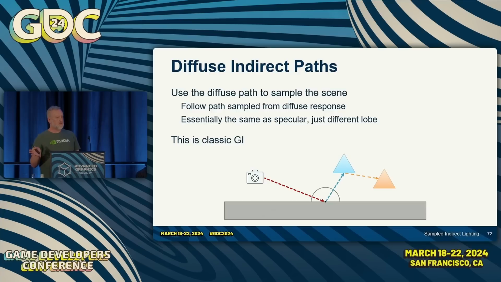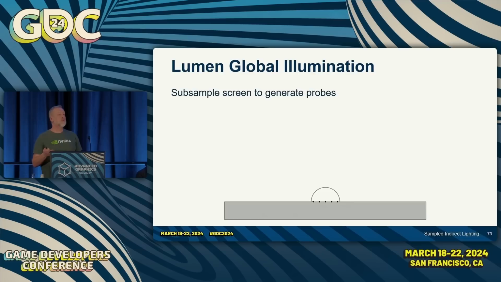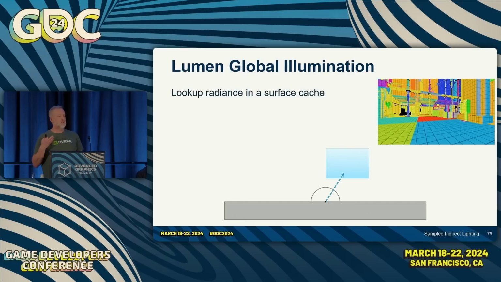Now, let's talk about the diffuse indirect paths. Just like specular, we're going to bounce into the scene, et cetera, and then produce our path. Well, what does Lumen global illumination do? I'm going to simplify things here, talk about it in a little rough sketch. We're going to subsample the screen to generate probes. And then from probes, we're effectively going to have rays into the scene. But the scene ultimately is getting its color from a radiance cache lookup in the Lumen surface cache.